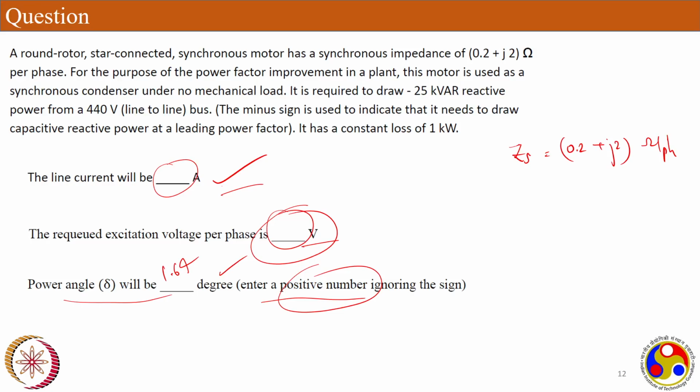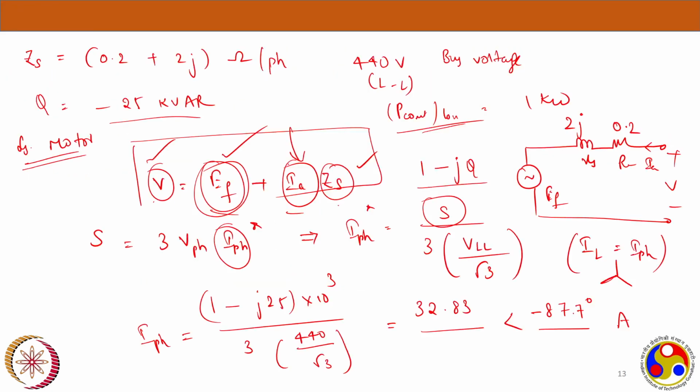Since it is not driving any load, whatever active power it takes would be equal to the constant losses. That's what was given in the question, 1 kilowatt. And reactive power, it will definitely try to take some reactive power, minus 25 kilovar. It's just additional data. The more data they give in the question, the easier the question would be. So always make sure you have utilized all the data. If you couldn't move forward in any numerical, see what data they have given, and maybe you can make use of it. I hope you understood the problem. It's a simple condenser based problem.